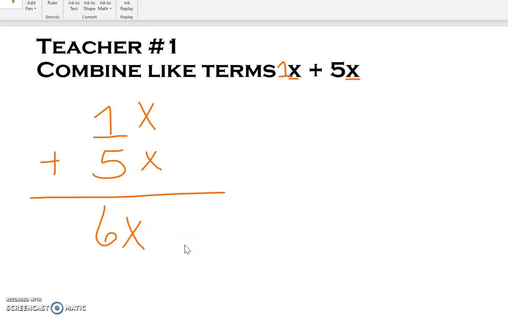Now there's nothing else we can do with this 6x because at the moment we don't know what x equals, and we can't solve for what it equals because it's not an equation.